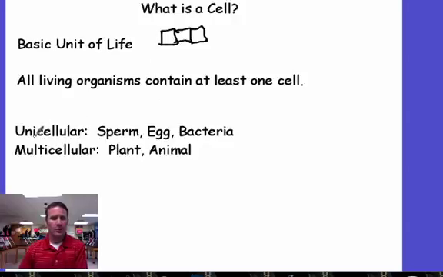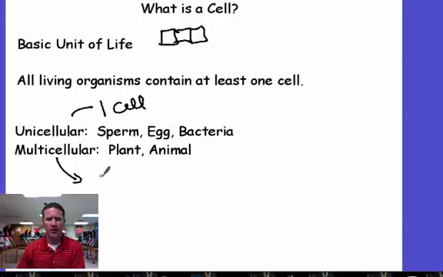So there's two kinds of organisms really that we would talk about. Those being a unicellular organism, which means an organism with one cell, or a multicellular organism, which has two or more cells.